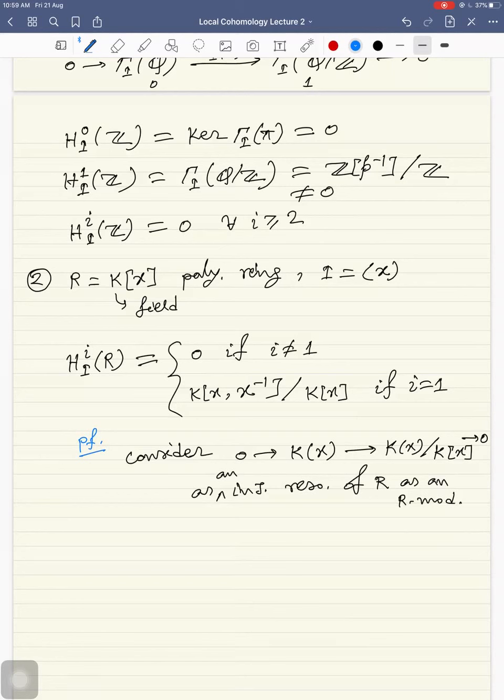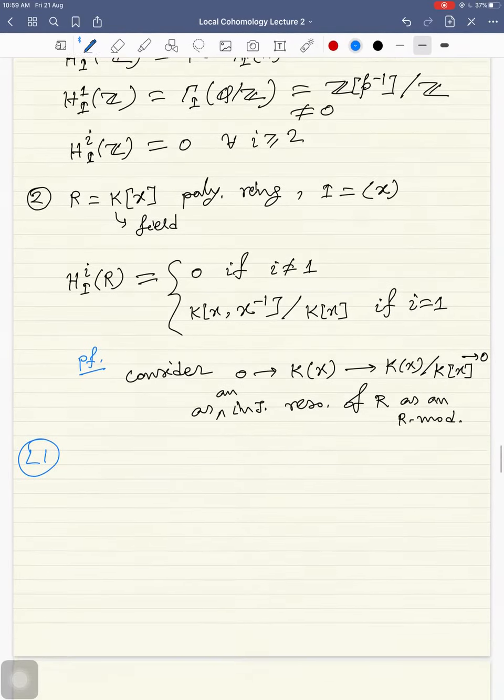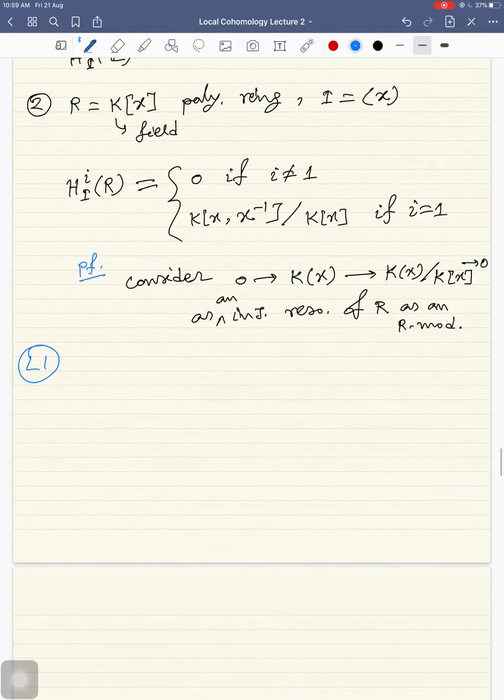And next we should see some properties of local cohomology modules. Our first property of local cohomology modules is this one: H^i, the ith local cohomology module of M with respect to an ideal I, is 0 when your index i is negative. This thing we have already observed, right?